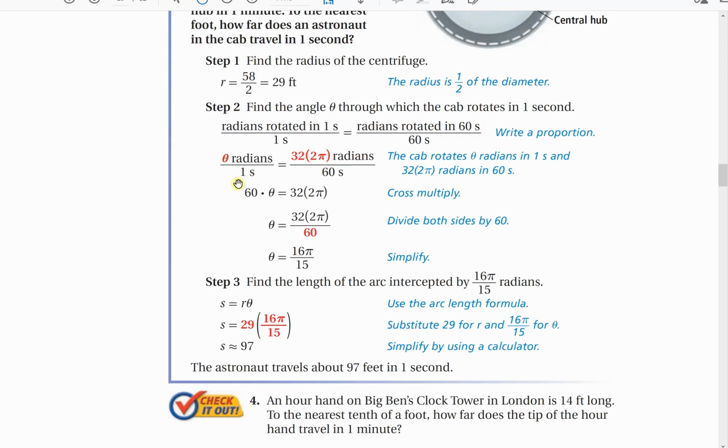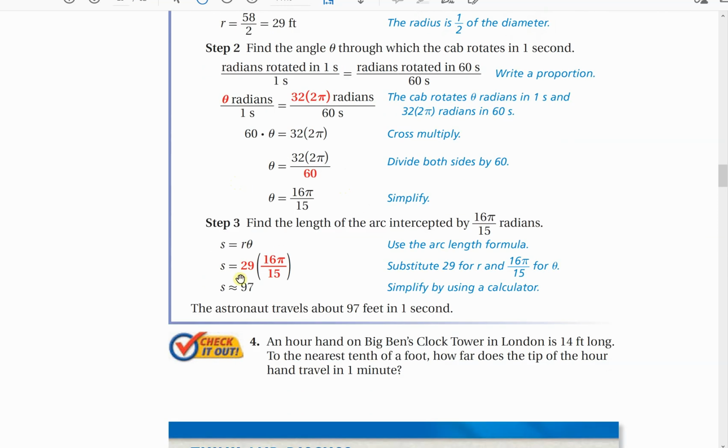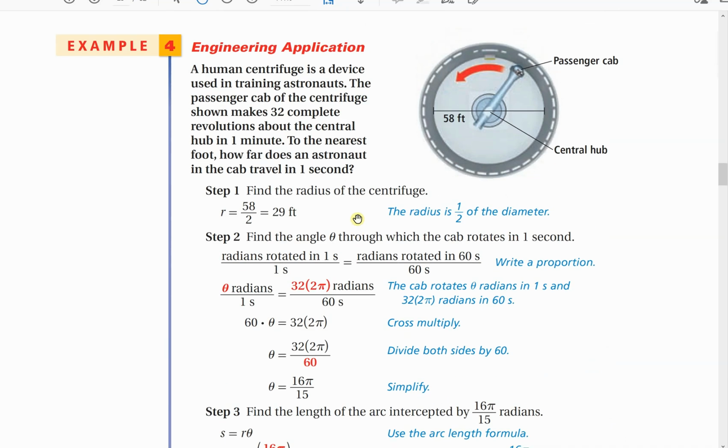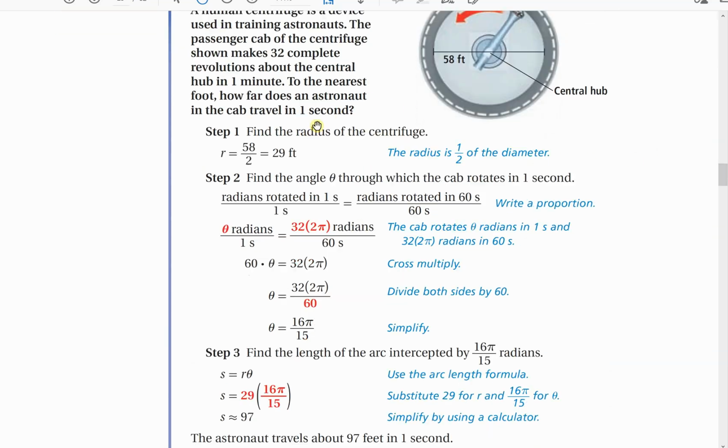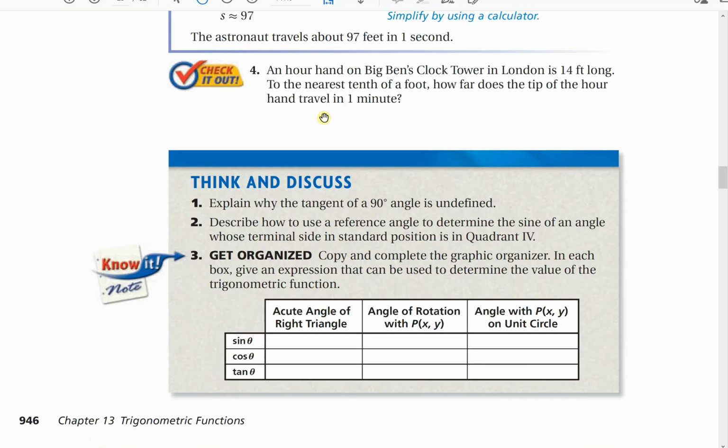So how many would that be per second? Well, theta radians in 1 second would be 32 times 2 pi radians in 60 seconds. That would be 16 pi over 15. Multiply that by 29, which is the radius, and you get an arc length of 97. So it goes about 97 feet per second. You may or may not have some homework problems that use this arc length formula. Just keep that in mind.